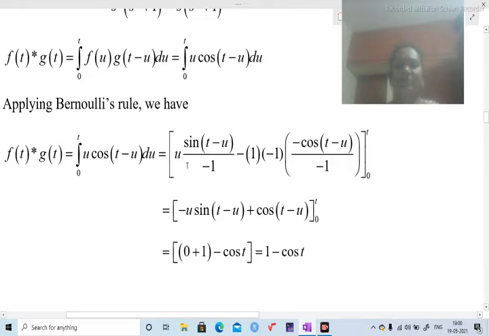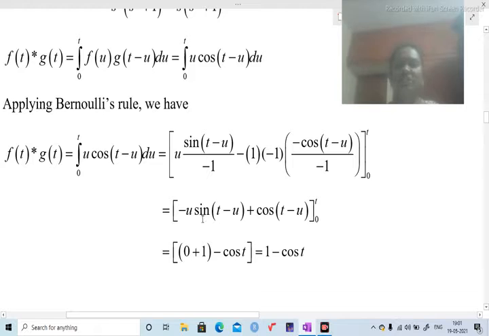So observe, this is minus u into sin of t minus u. Here 1, 2, 3, 4. 4 minuses are there. Multiplication of 4 minuses are plus cos of t minus u. Limits are 0 to t. So first I am going to substitute t. T means t minus t is 0.